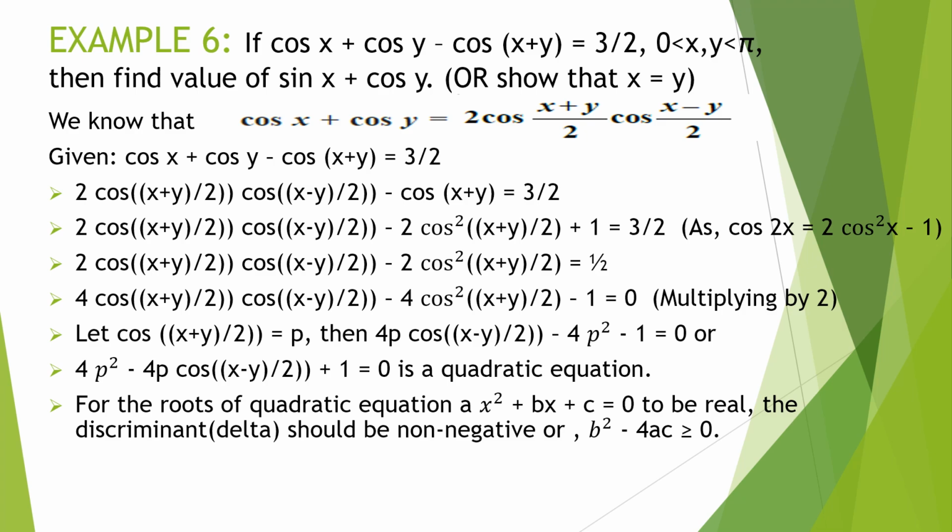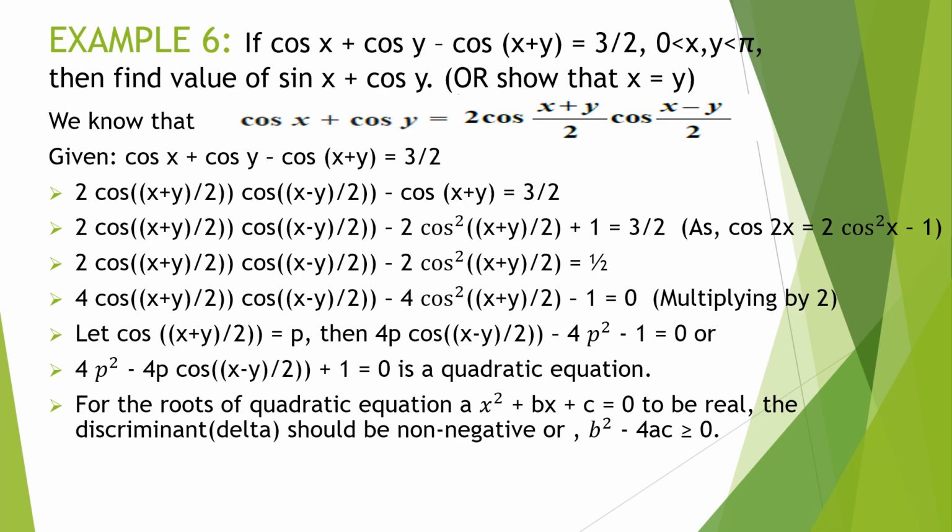So over here, suppose cos((x+y)/2) is some variable p, then our equation is 4p into cos((x−y)/2) minus 4p² minus 1 equal to 0. Remember, why we are doing this is we want to convert this into a quadratic equation, correct? So now this quadratic equation is 4p² minus 4p cos((x−y)/2) plus 1 equal to 0. In p, it is a quadratic equation.